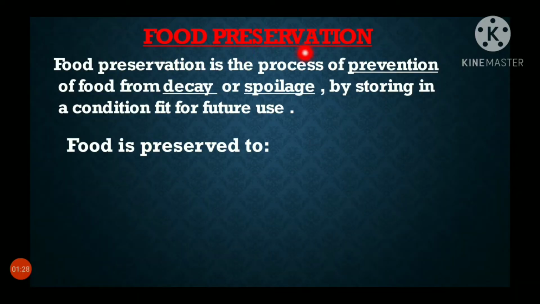Food preservation. What is food preservation? Food preservation is the process of prevention of food from decay or spoilage. To avoid the food from spoilage, we preserve food by storing in a condition fit for future use. We store in such a place that it will be useful for further days also.